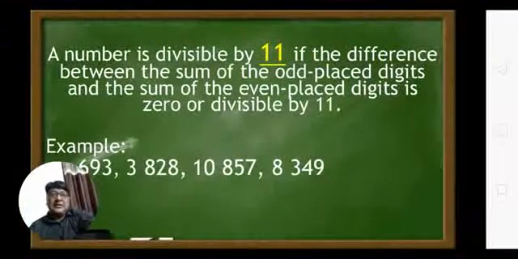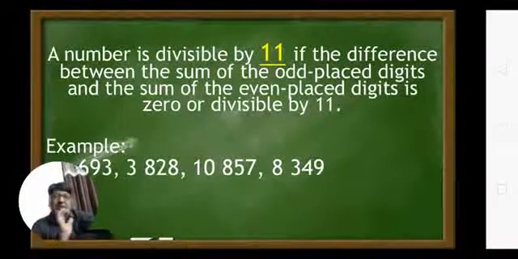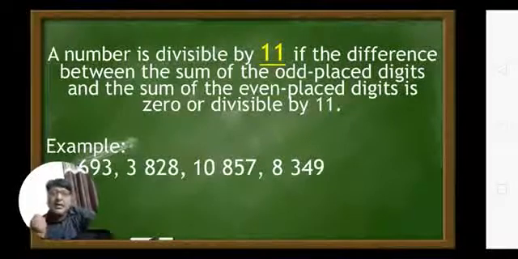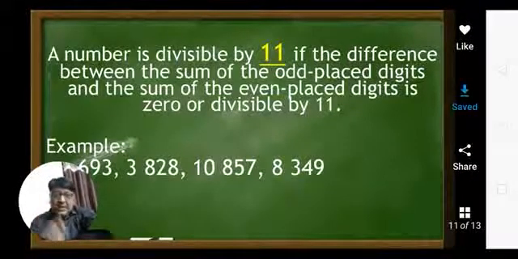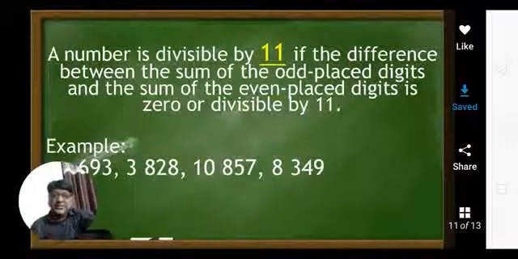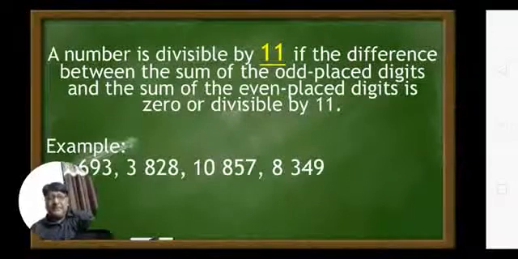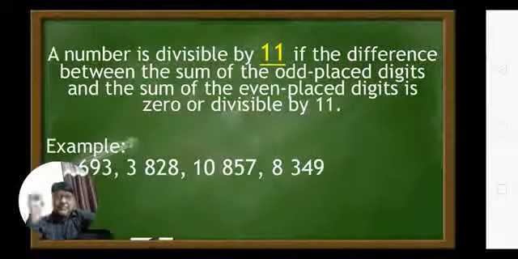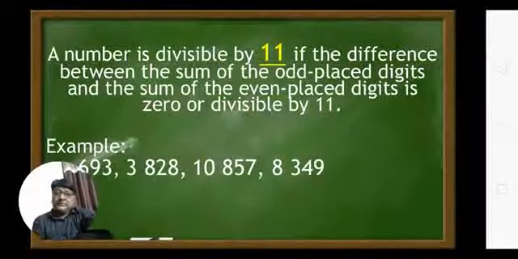And the last one is 11. This is very important. You must understand. A number is divisible by 11 if the difference between the sum of the digits at odd places and the sum of the digits at even places is either 0 or a multiple of 11. Suppose 693. 693 is the number.